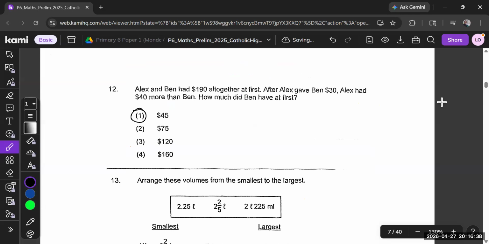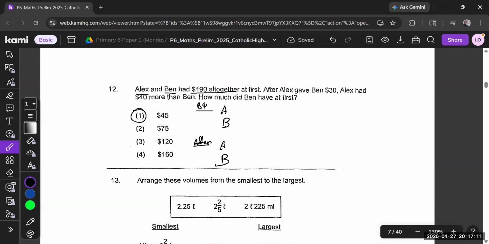Ask, is this a story sum? Yes. If it's a story sum, ask, is this a before and after problem? Yes. Then you have 2 methods. You can use a table or you draw the model. But this is only 2 marks, so you shouldn't use a table. You should draw the model. So it's a before and after. How do we do it? Alex and Ben. Before and after. You can separate them, you can join them together, up to you. This is your before and this is your after. So who has more money at first?